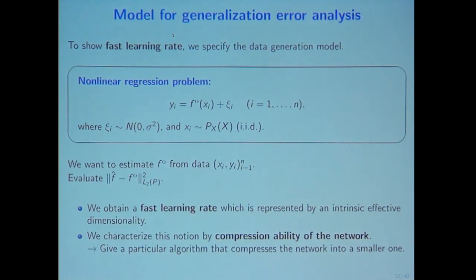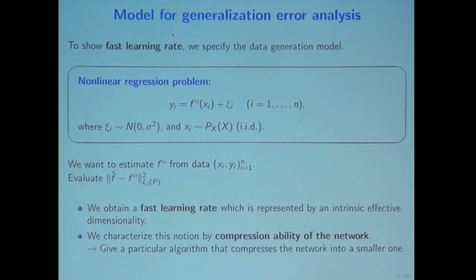The problem setting is very simple. We consider a non-linear and non-parametric regression problem. The output yi is given by f°(xi) plus noise ξi. The ξi is iid Gaussian noise, and xi is distributed from some distribution PX in the iid sense. We want to estimate the true function f° from the data xi and yi, from i equals 1 to n. We evaluate the estimation accuracy by the population L2 norm, the distance between f hat and f° measured by the L2 norm. This is the performance measure.